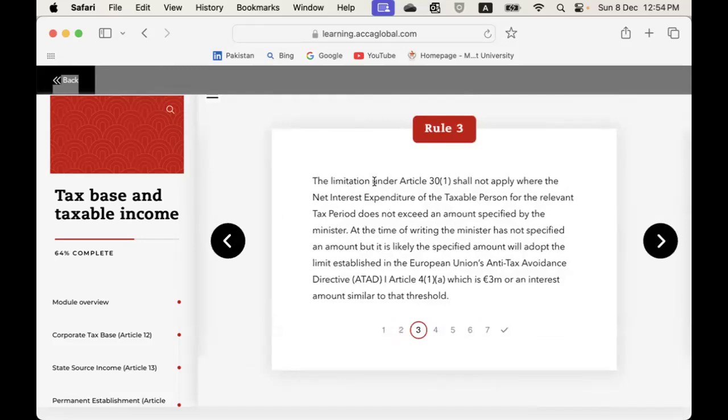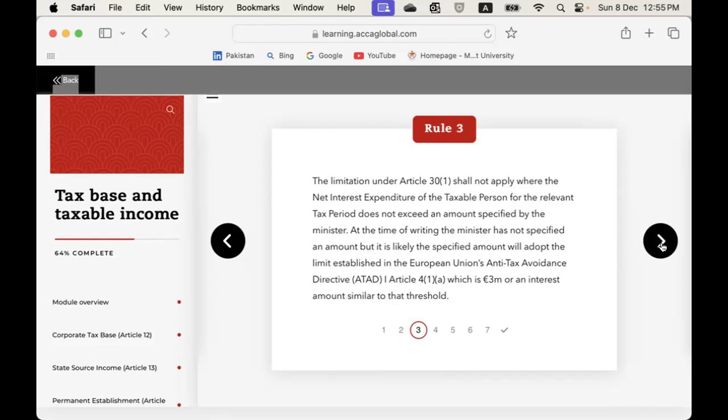Rule number 3, the limitation under Article 30 shall not apply where the net interest expenditure does not exceed an amount to be specified. That is the safe harbor rule. They have not written the amount here, but I am telling you it is 12 million dirhams. At the time of writing it has not been specified.